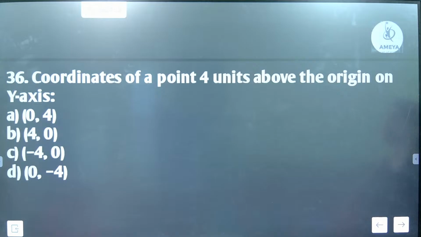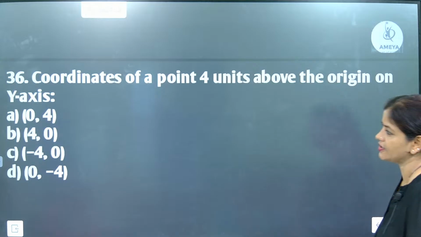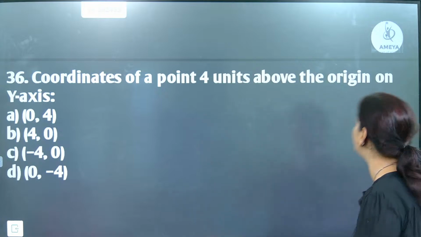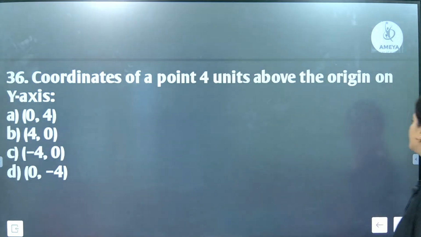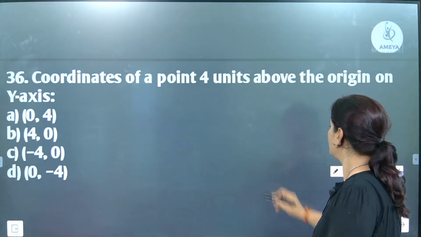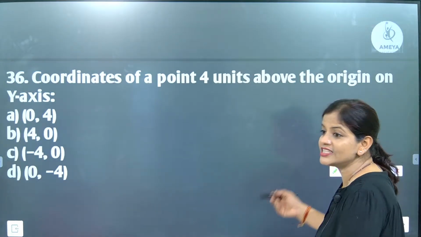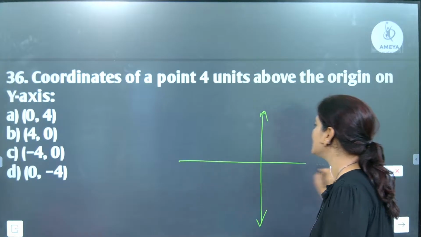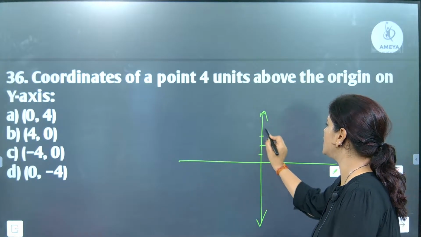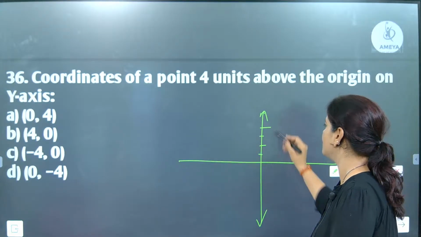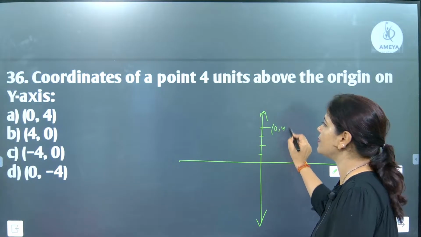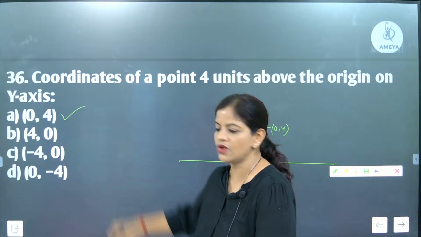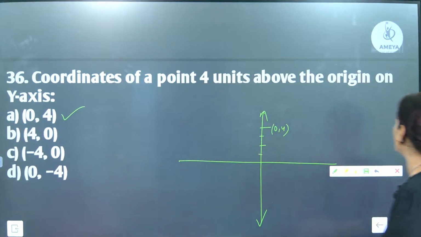Coordinate of a point 4 units above the origin. 4 units above. What is the answer? Absolute. 4 units above: 1, 2, 3, 4. So x will be 0. It will become 0, comma 4. So the option is A. Yeah, absolutely. Again, you have given a correct answer. So it will become 0, comma 4.